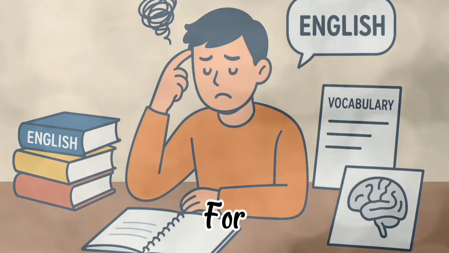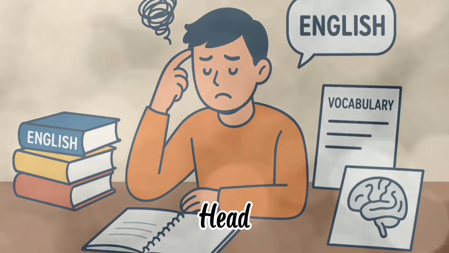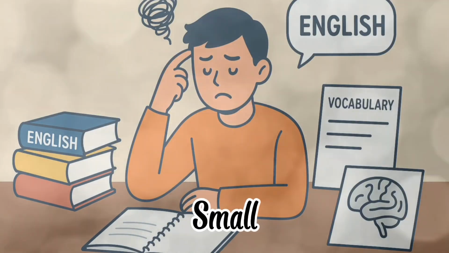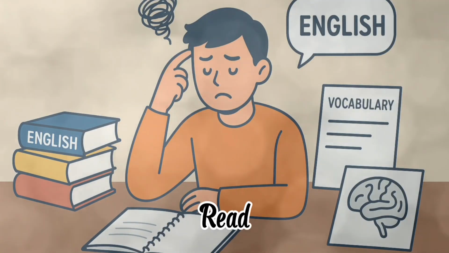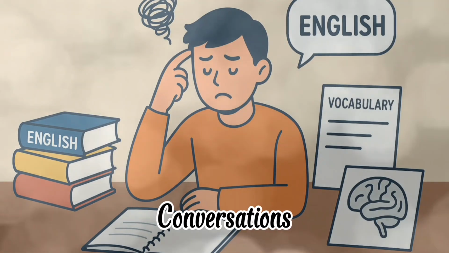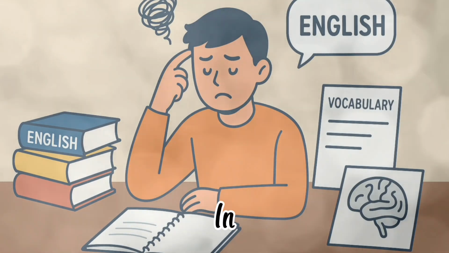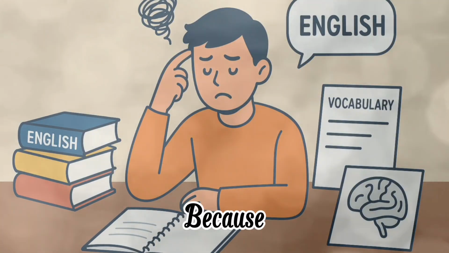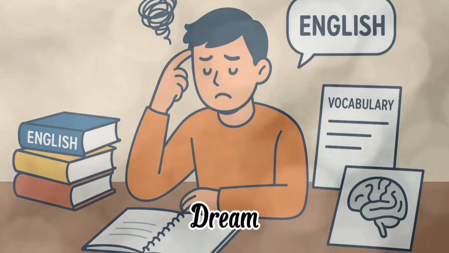So stop waiting for your brain to be ready. Stop translating in your head. Start small. Name things, describe your actions, talk to yourself, read aloud, and shadow real conversations. Bit by bit, your thoughts will start flowing in English naturally. Because when English becomes your thinking language, fluency is no longer a dream.